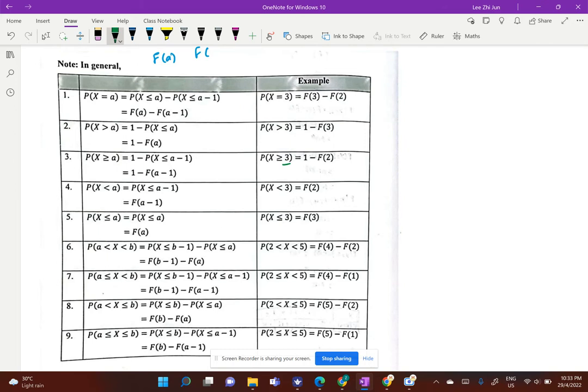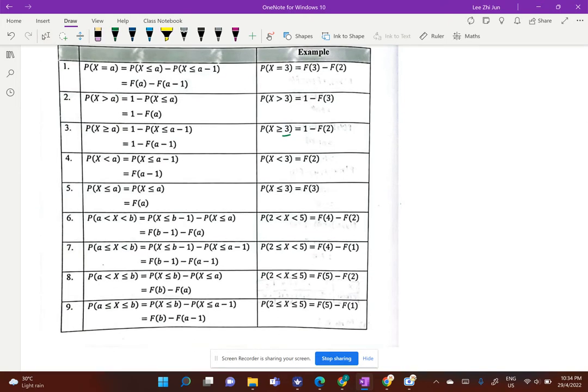Okay, if it is smaller, P(X smaller than a) does not include a, so it is just F(a minus 1). If it is smaller than or equal, it includes a, so P(X smaller or equal to 3) is equal to F(3). This is simple.